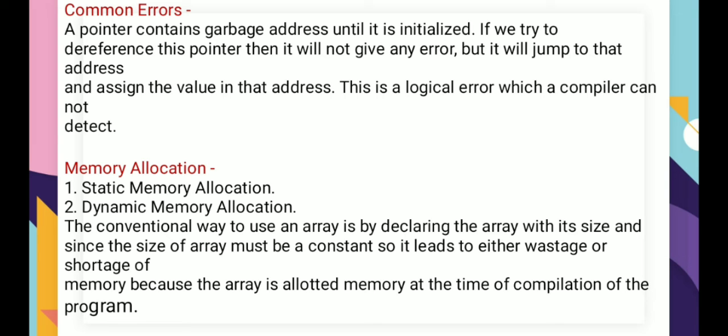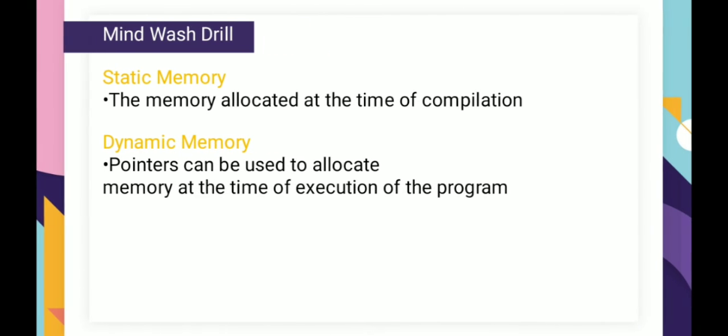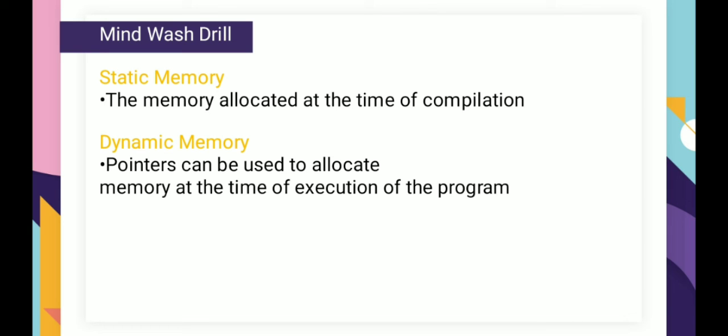Memory allocation. Number 1, static memory allocation. Number 2, dynamic memory allocation. The conventional way to use an array is by declaring the array with its size, and since the size of the array must be a constant, it leads to either wastage or shortage of memory because the array is allotted memory at the time of compilation of the program. Static memory is the memory allocated at the time of compilation. Dynamic memory: pointers can be used to allocate memory at the time of execution of the program.